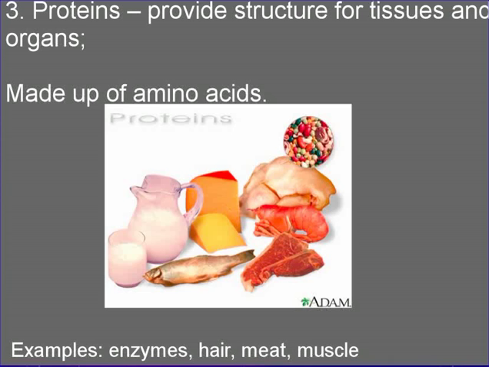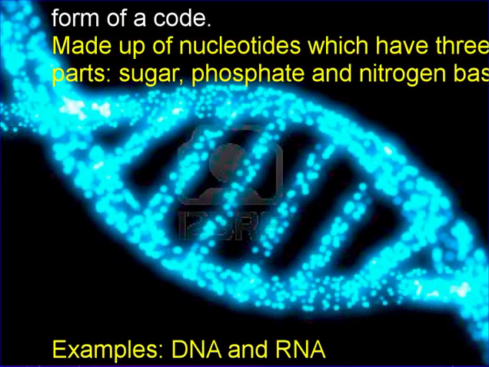And last but not least is nucleic acids. These store cellular information in the form of a code. So their function is they store information, genetic information in general. They're made up of nucleotides, which have 3 parts: sugar, phosphate, and a nitrogen base. And the examples are DNA and RNA. And if you notice, the NA in each one of these would stand for, up here, the nucleic acid.